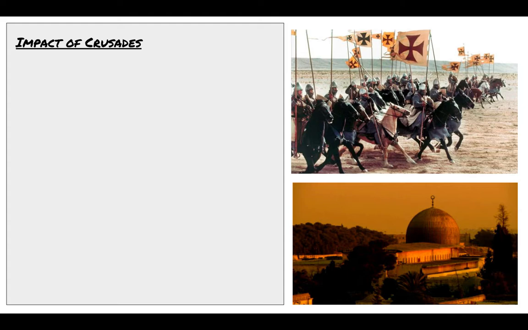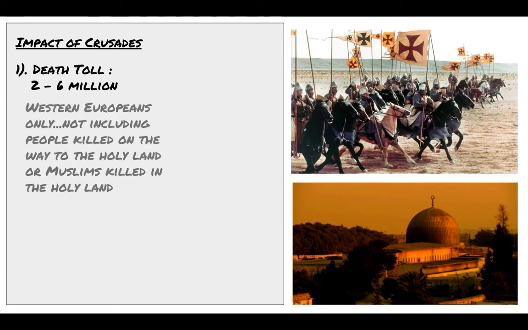So let's think a little bit about how the Crusades changed Europe and the entire world. Well, one of the obvious impacts of the Crusades was just the amount of death it caused. It's estimated that the death toll from the Crusades is 2 to 6 million people. That's just from Western Europe. It doesn't include people that they killed on the way to the Holy Land or the Muslims that were killed in the Holy Land.